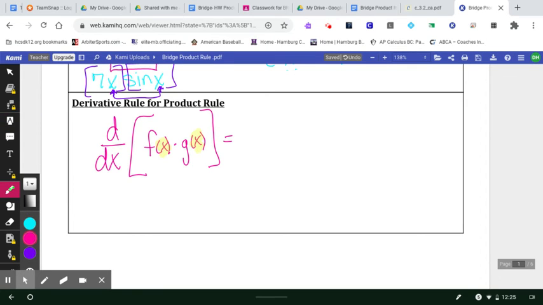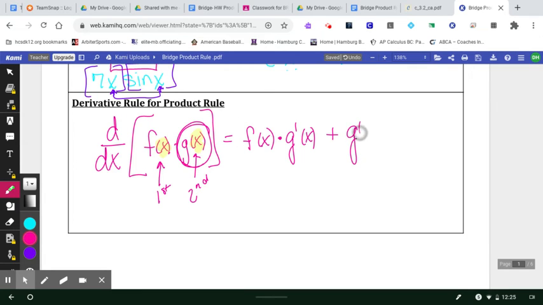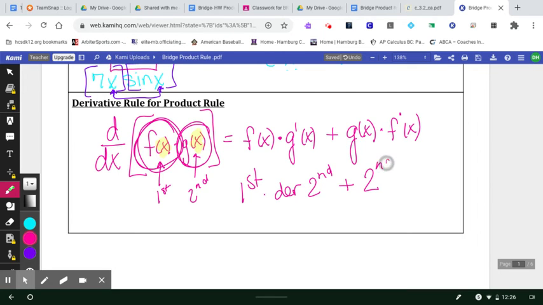This is equal to, so I call this the first term and this the second term. It's the first term, so I'm repeating the first term, times the derivative of the second term. So the derivative of g of x is called g prime of x, plus the second term, so that's my g of x, times the derivative of the first term. So the derivative of f of x is f prime of x. So it might be worth jotting that phrase down. It's the first times the derivative of the second plus the second times the derivative of the first.